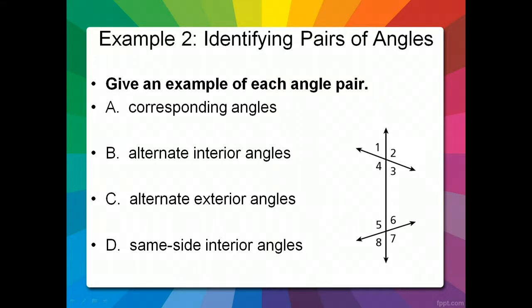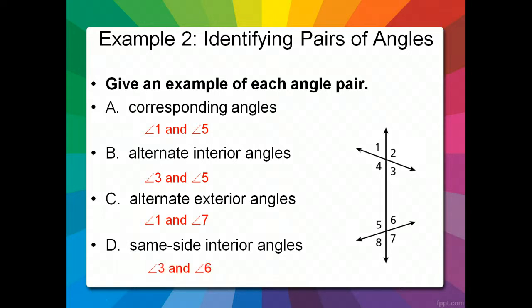Let's try another figure. An example of corresponding angles would be 1 and 5. Alternate interior angles, well, we could have 3 and 5. But 4 and 6 would work as well. Alternate exterior angles, we could use 1 and 7 or 2 and 8. For same side interior angles, we can have 3 and 6 or 4 and 5.